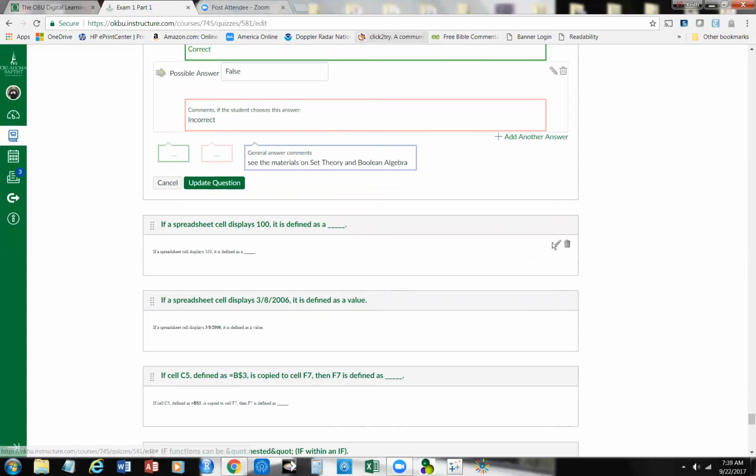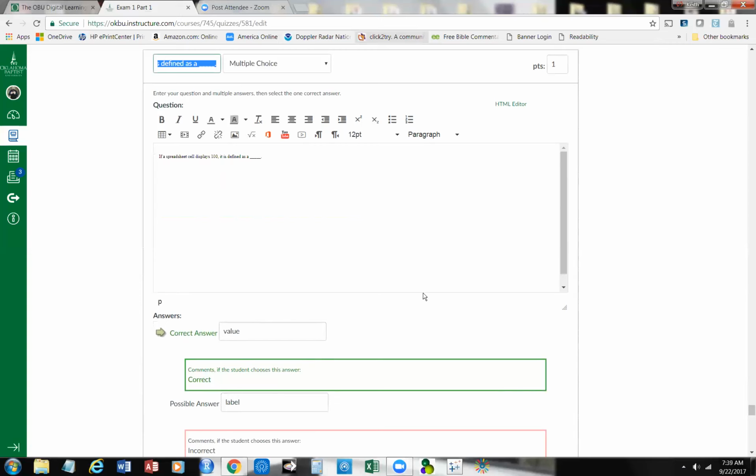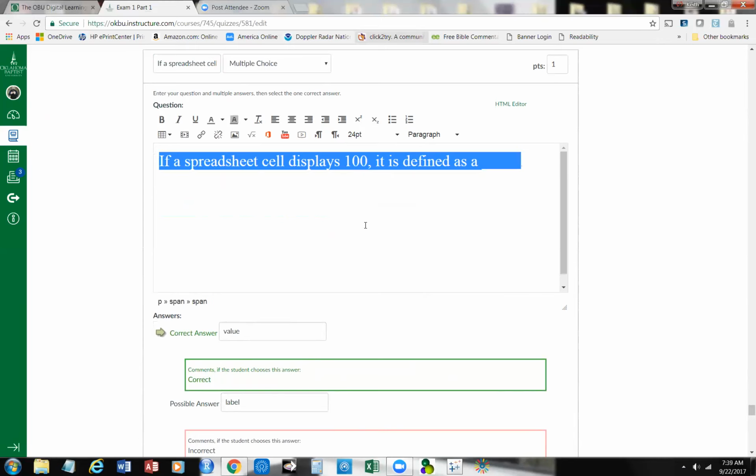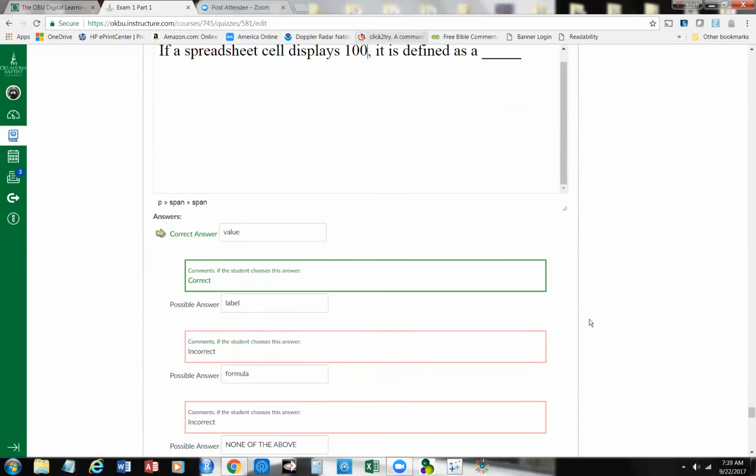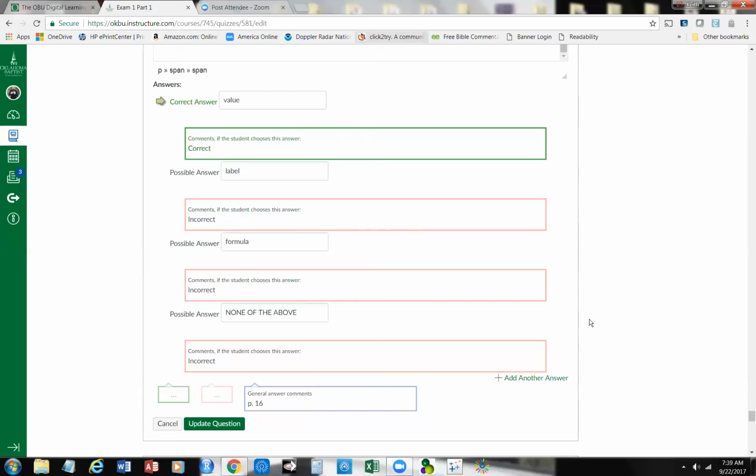All right. Now let's say this. I'll get another spreadsheet question. A spreadsheet cell displays 100. It is defined as what? Typically, it's defined as a value. A possible answer would be a label or a formula, and it's none of the above.